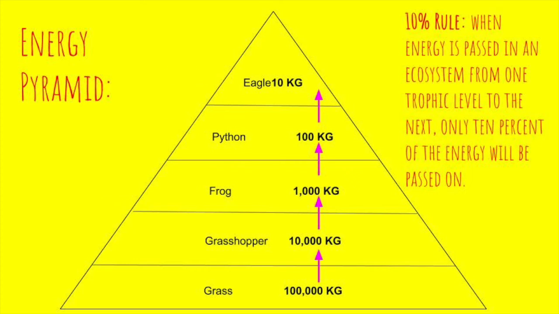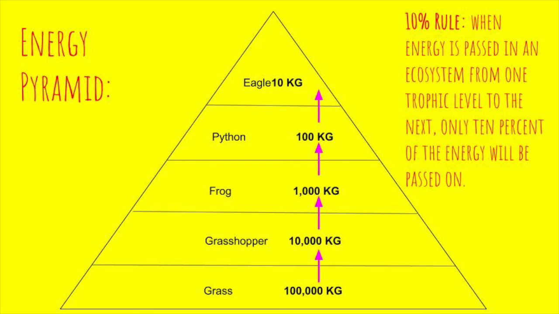5. We know that energy is transferred from each organism to the next, but there is a rule to figure out how much energy is actually transferred. This rule is called the 10% rule. It says that when energy is passed in an ecosystem from one trophic level to the next, only 10% of the energy will be passed on.